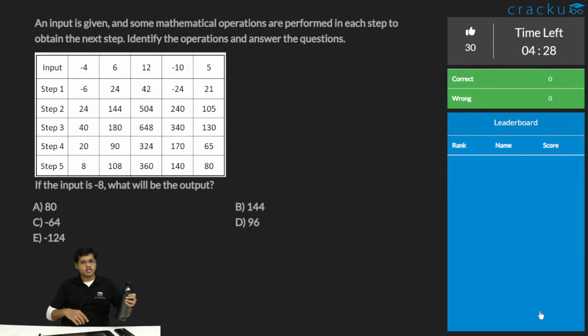Yeah, the pattern is cumulative, right? It is cumulative. I have told now that one step is related to the previous step. It is cumulative.